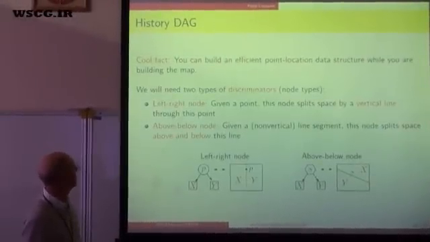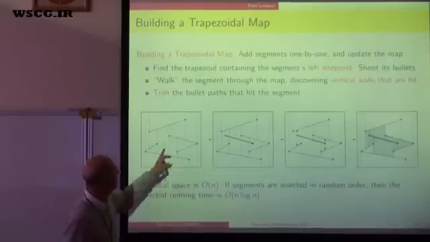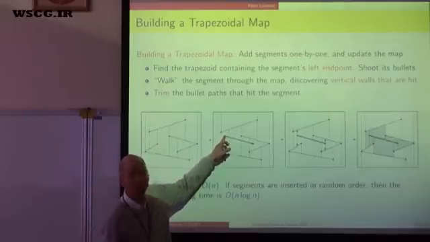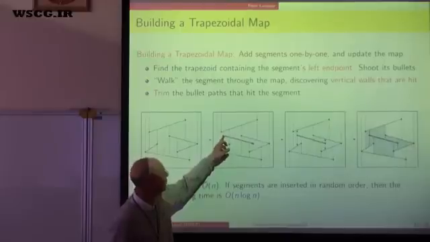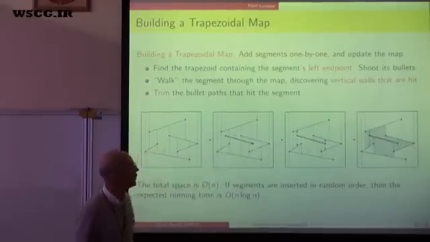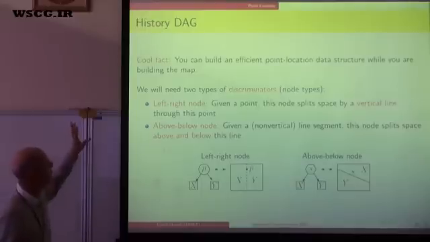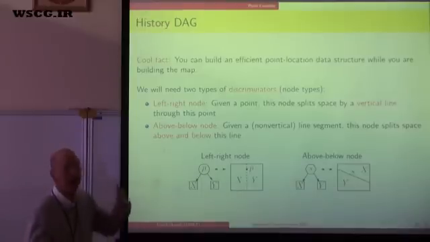But as I mentioned before, you need to apply point location in order to do this. That is to say that I need to be able to actually do a point location to determine where the segment starts. Once I know the starting point, the rest of the operation is pretty much straightforward. The cool fact is this, though. You can build an efficient point location data structure as you are building the trapezoidal map.